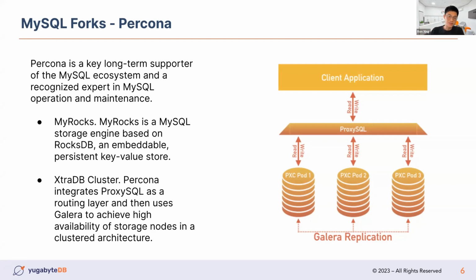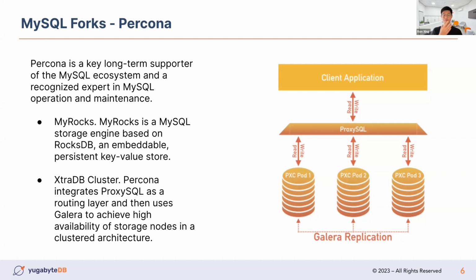The second interesting point is XtraDB Cluster. Percona integrates ProxySQL as a routing layer and uses Galera to achieve high availability of the storage nodes in the clustered architecture. However, like MariaDB, the most suitable use cases for XtraDB Cluster are vertical sharding of tables and databases. So it's not a real distributed database that supports horizontal scaling.